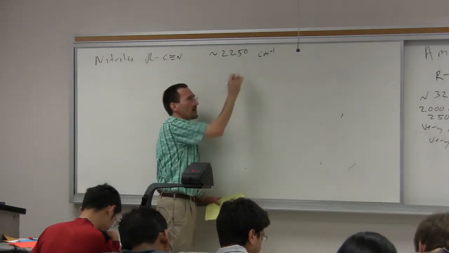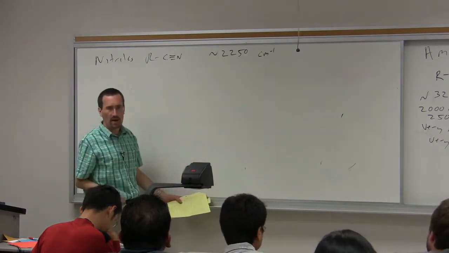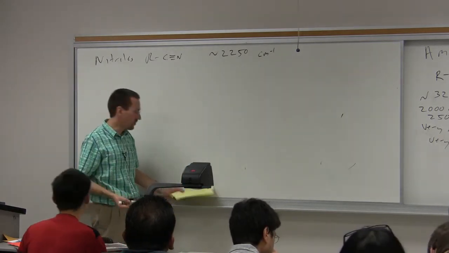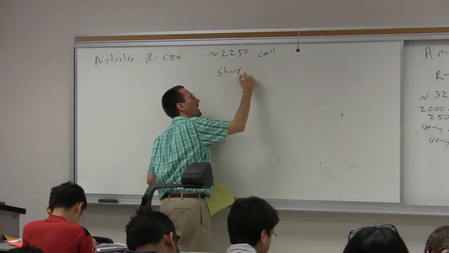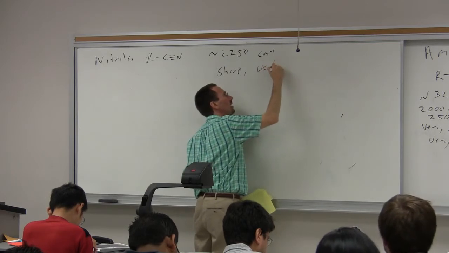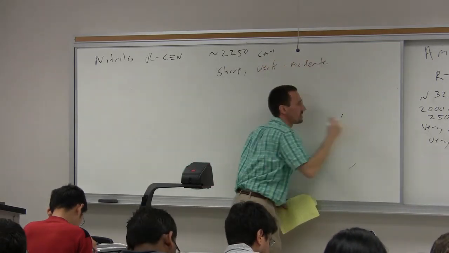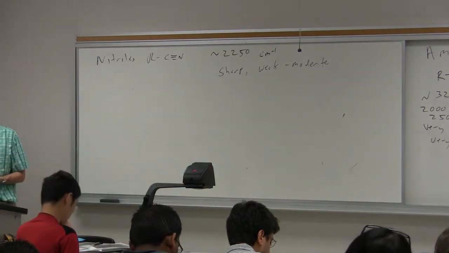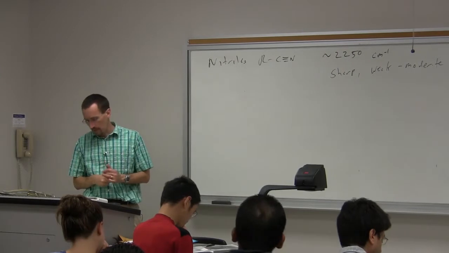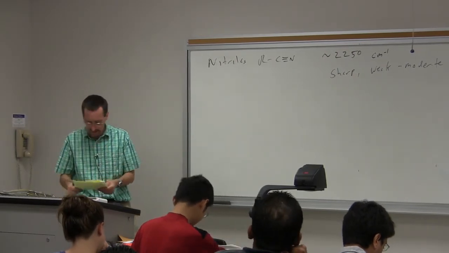So it stands out. It's in that region between 2,000 and about 2,700, where you don't normally see a lot of stuff. It's sharp, and typically it's weak to moderate in intensity. In other words, if you've got a big molecule and you have a nitrile functionality in it, you'll see a little blip there, and it'll be recognizable and sharp, but it won't be a big band like a carbonyl.